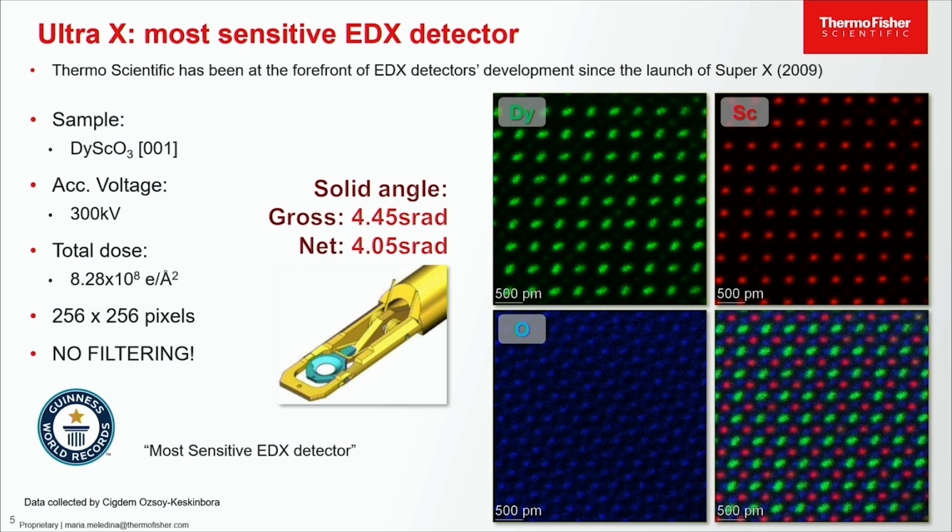Going into a bit of detector sensitivity. These are data taken with our UltraX, which holds the Guinness World Record as the most sensitive EDX detector. You can see, again, one of my favorite materials, dysprosium scandium oxide maps. The data, by the way, was recorded by Chinem, who used to work here, so I think she would be happy if I mention it. It's also taken at 300 keV. The total dose for EDX is not too high, with no filtering, so that's the raw imaging. You can see the solid angle with UltraX is super high, so it's basically brilliant EDX.